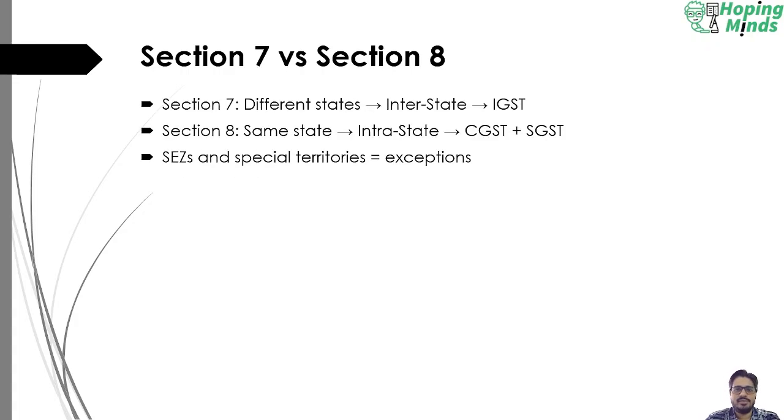So moving ahead, Section 7 versus Section 8. Section 7 deals with interstate supplies, whereas Section 8 deals with intrastate supplies. So in case the buyer and seller reside in different states, it will be considered as interstate supplies and IGST will be charged. If the buyer and seller locations are in the same state, then it will be considered as intrastate supplies and CGST and SGST will be charged. SEZ and special territories, that is special economic zones and special territories, have exceptions in the place of supply rules.